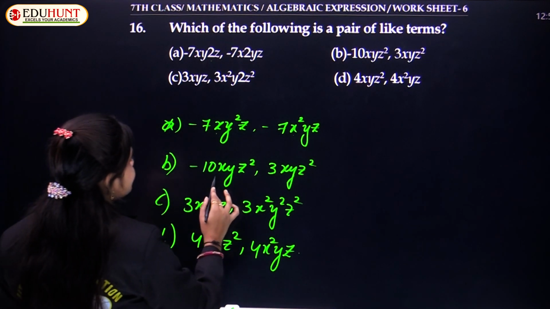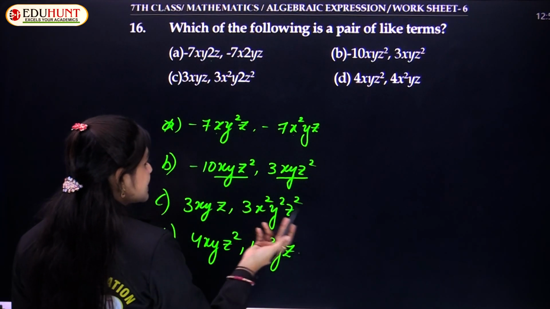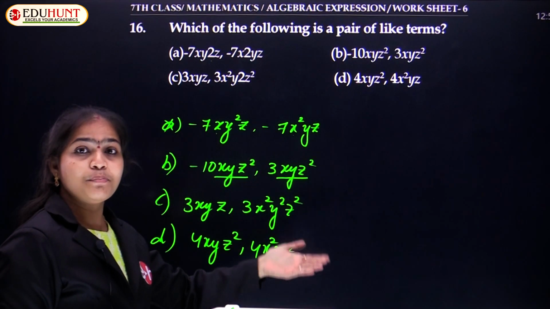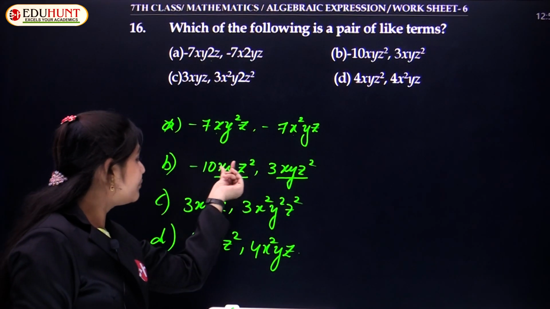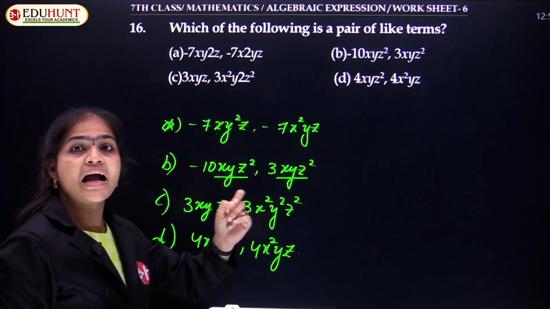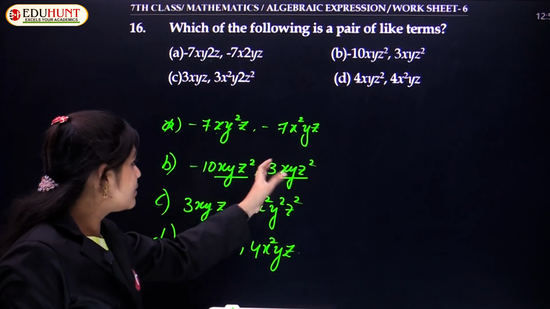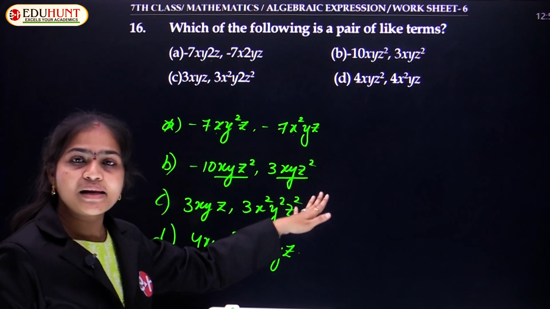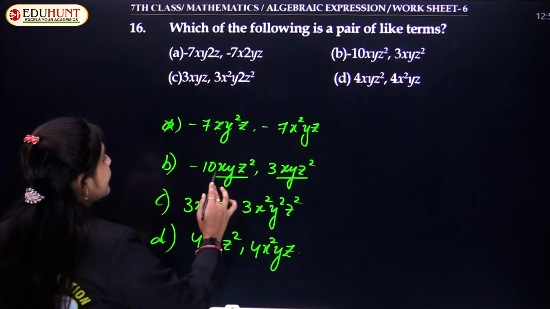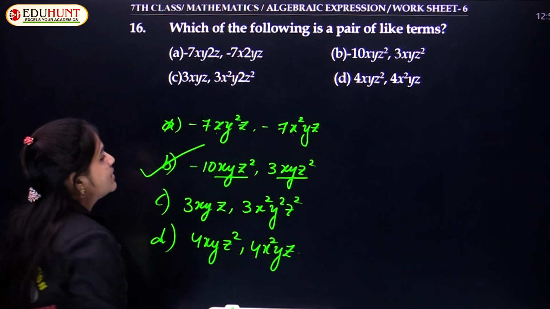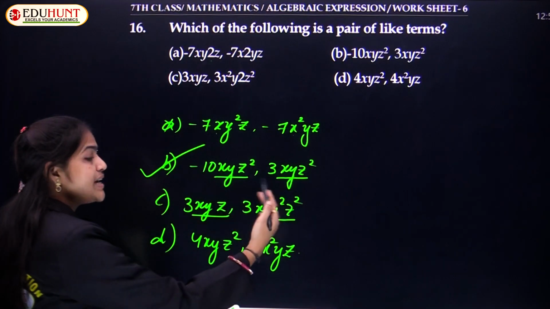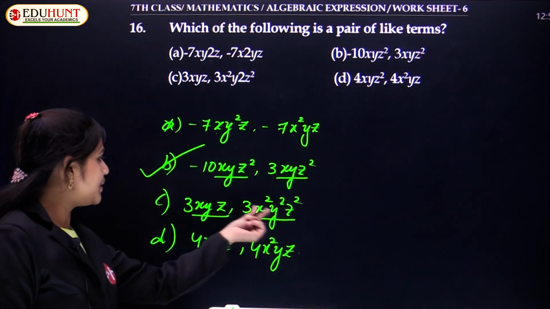Next, xyz square, same terms only. Here the numerical values may be changed, but there is no change in the variables. No need to look at the numerical values, we just have to observe the literals, the variables only. See that xyz square. So these two terms are like terms. Next, xyz, x square y square z square. Here one time there, here two times there.